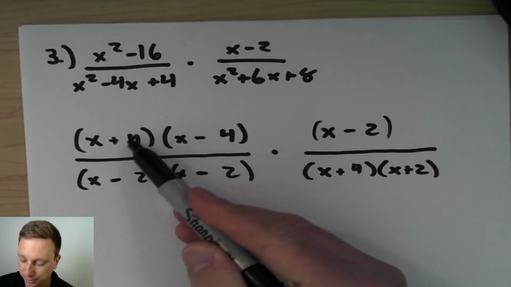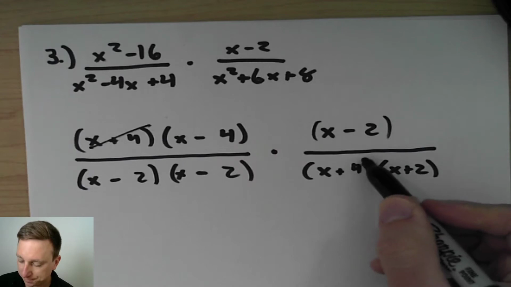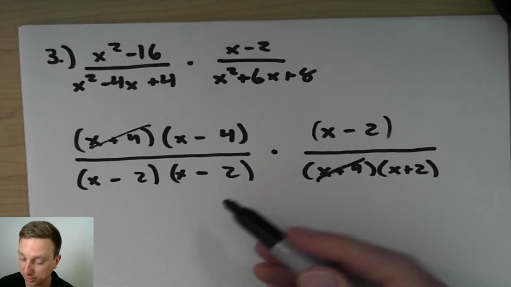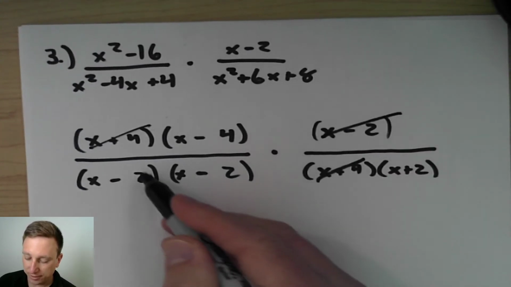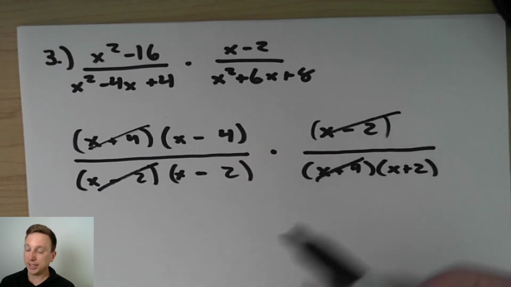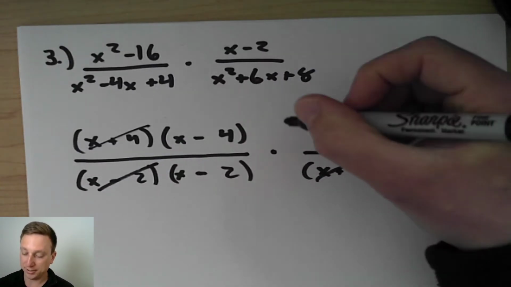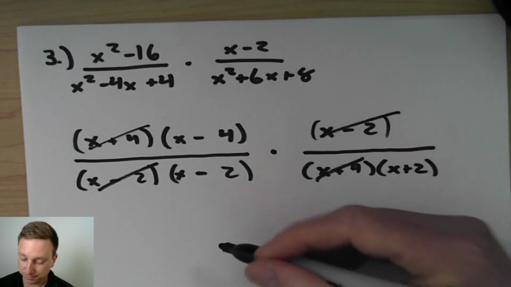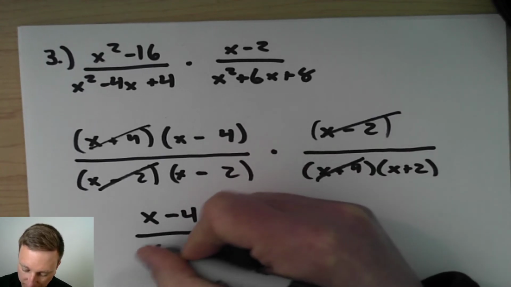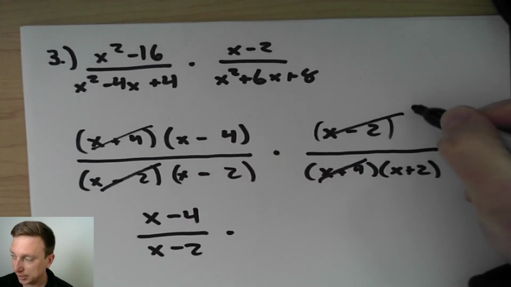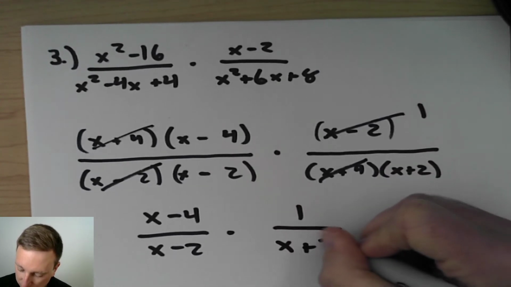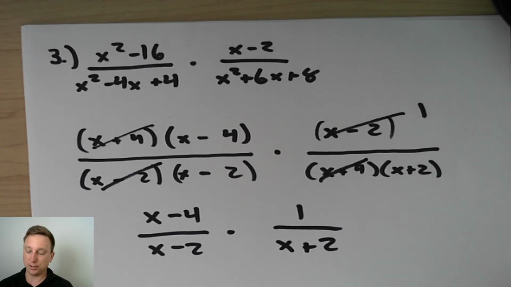So I see x plus 4. There's another x plus 4 here. So those reduce. X minus 4. No other x minus 4, so we're going to be stuck with that. X minus 2. We have an x minus 2 we can reduce out. And there we're out of factors that can reduce. So in the end, this whole multiplication product is going to be x minus 4 over x minus 2 times, well, what's left when we divide is 1 over x plus 2.